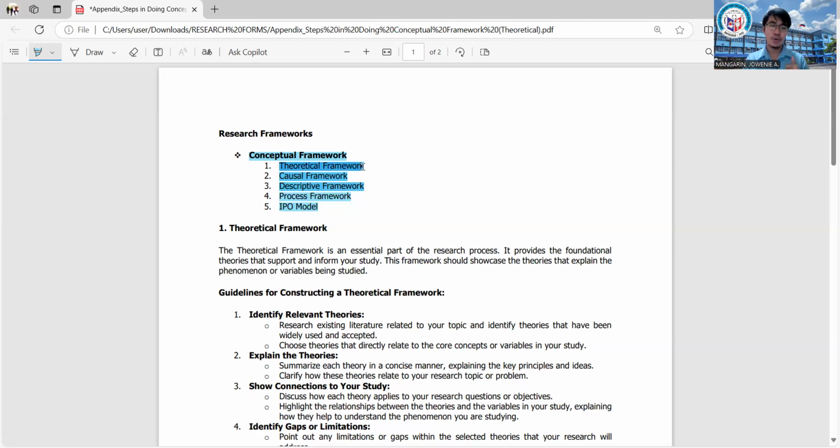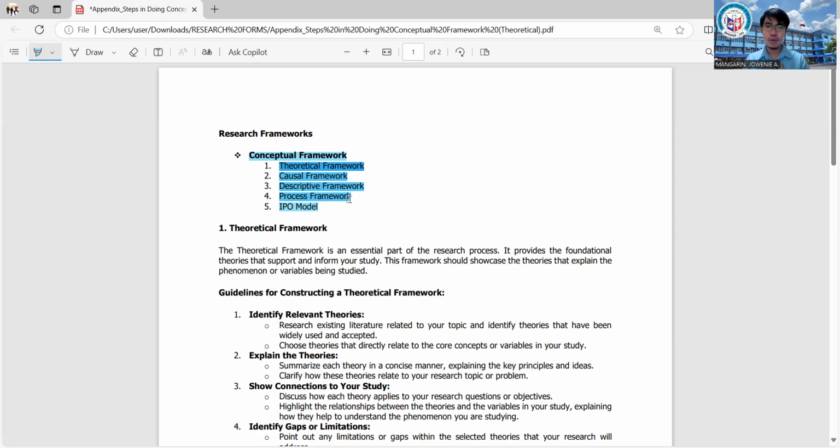Halimbawa, you want to use theoretical framework on your paper. And then ang gusto mong ipakita dun sa framework mo, aside from the theories, ay kung paano mo i-conduct yung process. So pwedeng theoretical framework and process framework. You will just be focusing on the steps on how you will conduct the study.